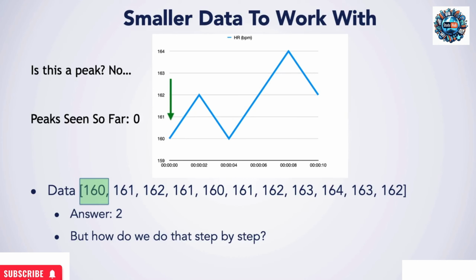We can start by keeping track of how many peaks we have seen, which starts with 0. Then look at the first element of the data. Is this a peak? No. Likewise, the next element is not a peak. However, the next element is a peak. As we go back down, the next couple elements are not peaks either, nor are the ones going back up here. But when we get to the top, we've found our second peak at 164. Then we have 2 more that are not peaks as we go back down, so now we have come up with an answer of 2 in a step-by-step fashion.